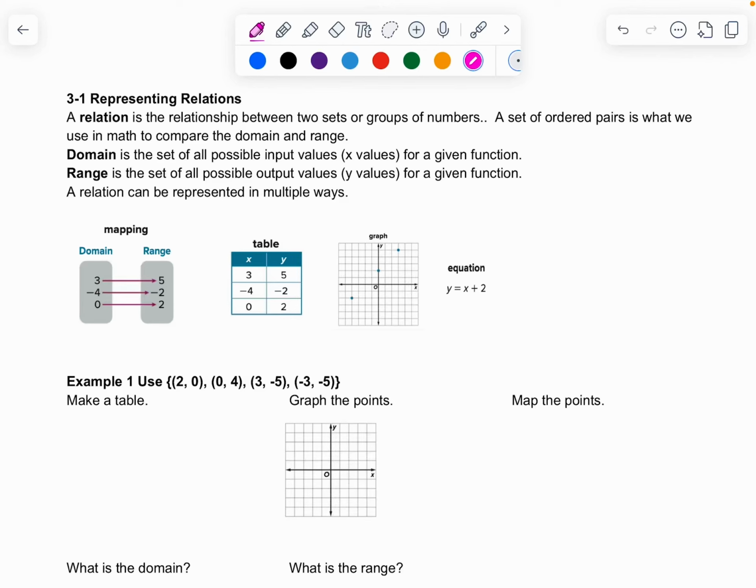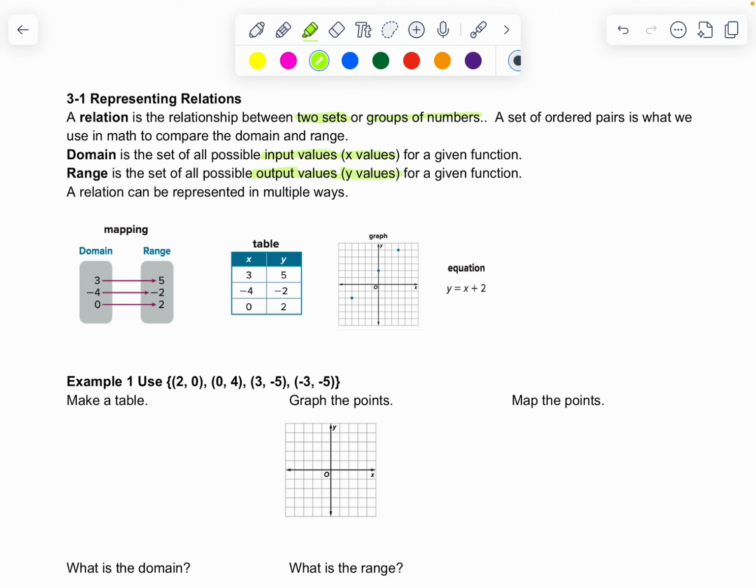We will be doing 3-1, representing relations, and hopefully you've watched the other video that deals with all of the vocabulary. A relation is a relationship between two sets of data or groups of numbers. A set of ordered pairs is what we use in math to compare the domain and the range. The domain are all possible input values, or x values, of a given function. Range are the output values, or the y values, for a given function.